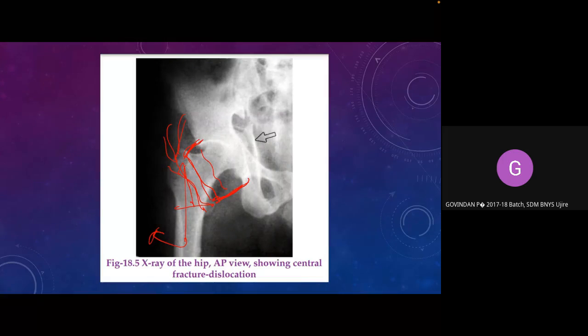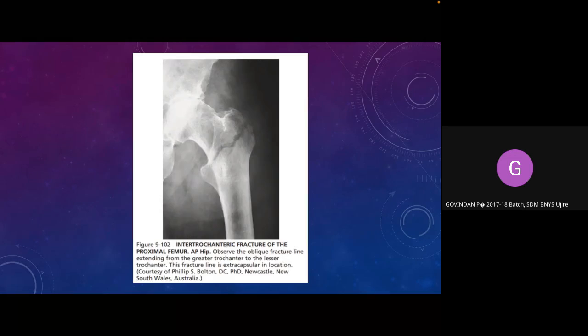This is an X-ray of a central fracture dislocation of the head. You can see what has happened here: the acetabulum is here, and the head has gone into the pelvis. This is a central fracture dislocation. There is also an intertrochanteric fracture extending from the GT to the LT. And this is another X-ray showing a fracture neck of femur.